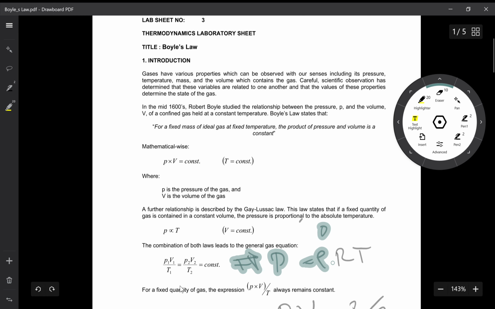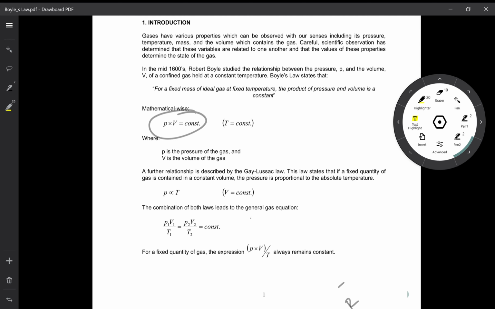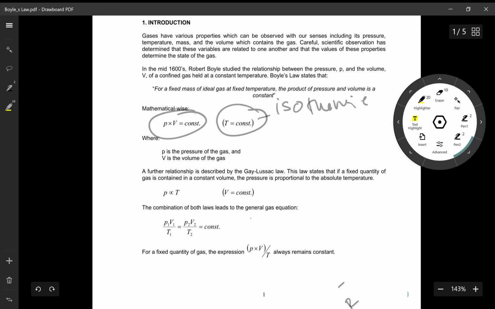Boyle's law can be summarized as P times V is equal to a constant when the temperature is held constant, or unchanged. When the temperature is maintained at a constant, this condition is called isothermic conditions.